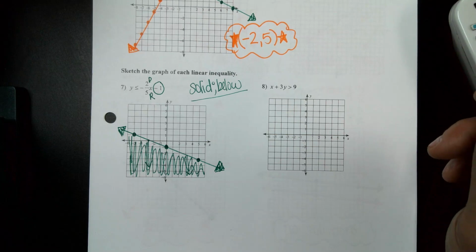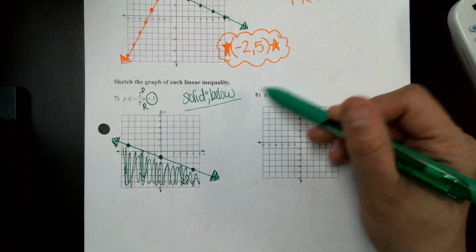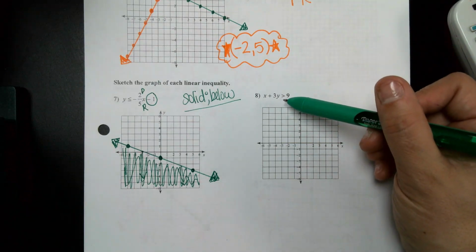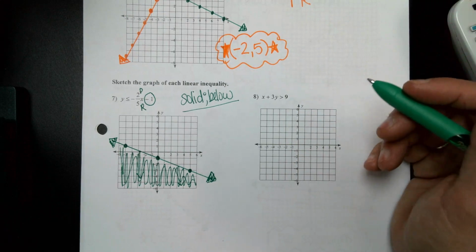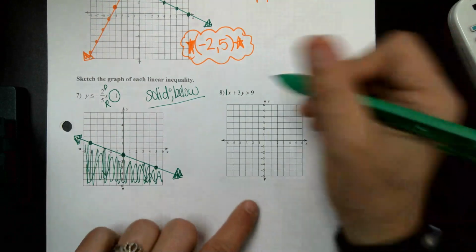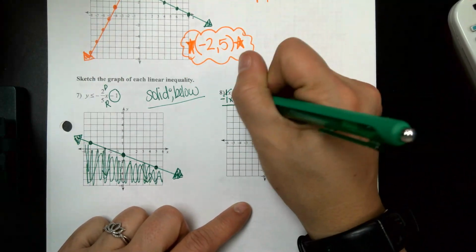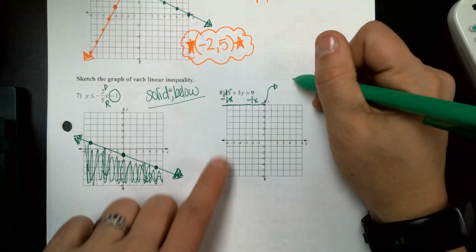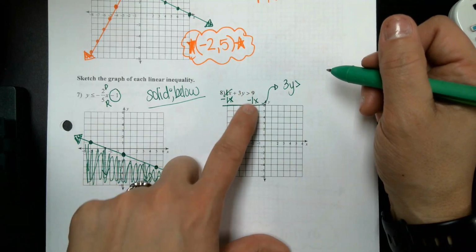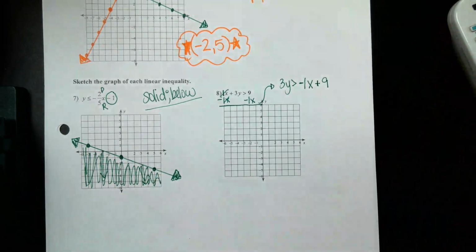Okay, then problem number 8, same type of problem, except what form is it in? What's this form called? Standard. We don't want it in standard. We want it in slope-intercept form. So wouldn't I subtract 1x first? Yes, we would. So then we would have 3y is greater than. These two you'd want to put with the x term first, then the 9. So negative 1x plus 9.